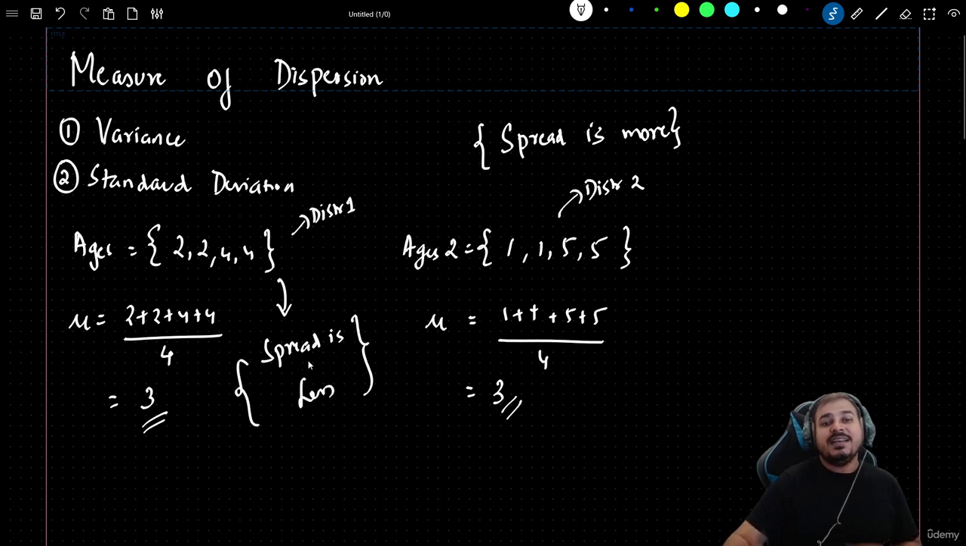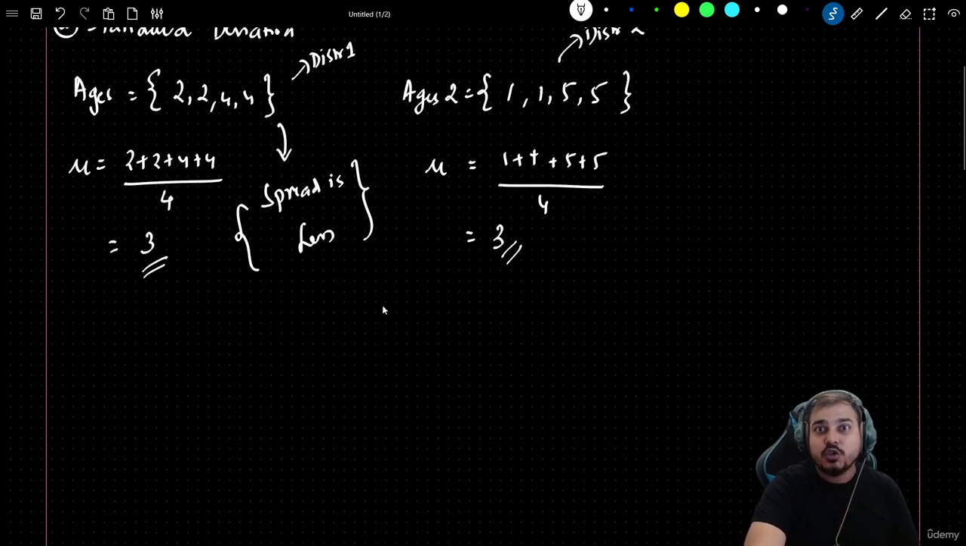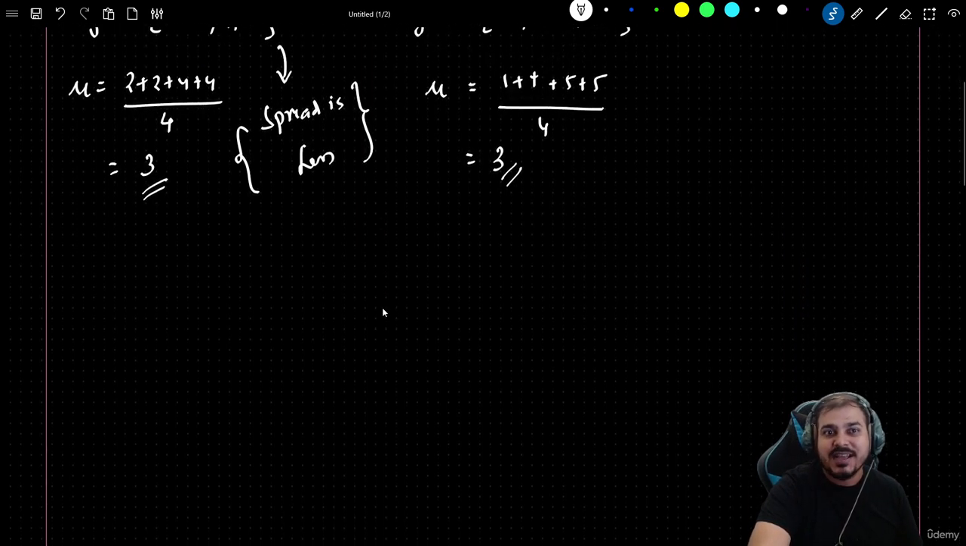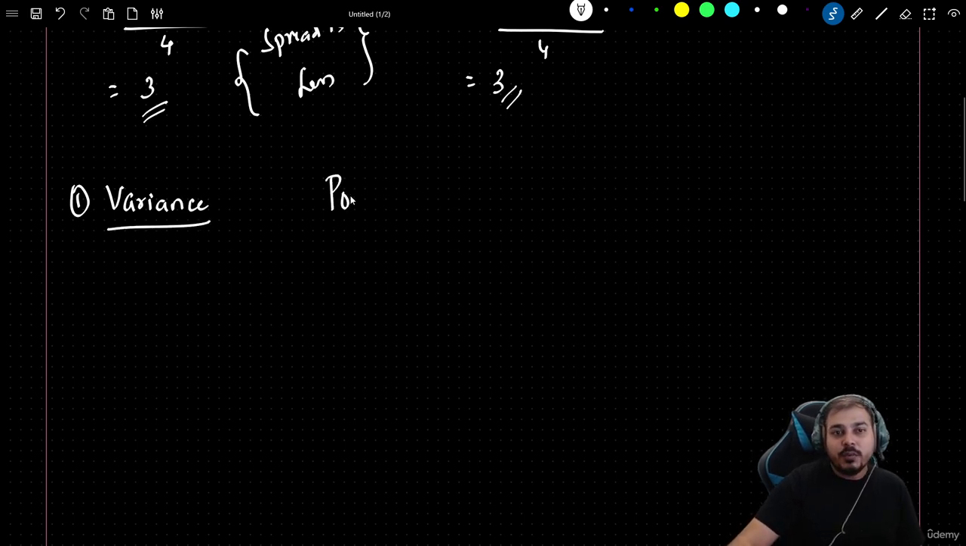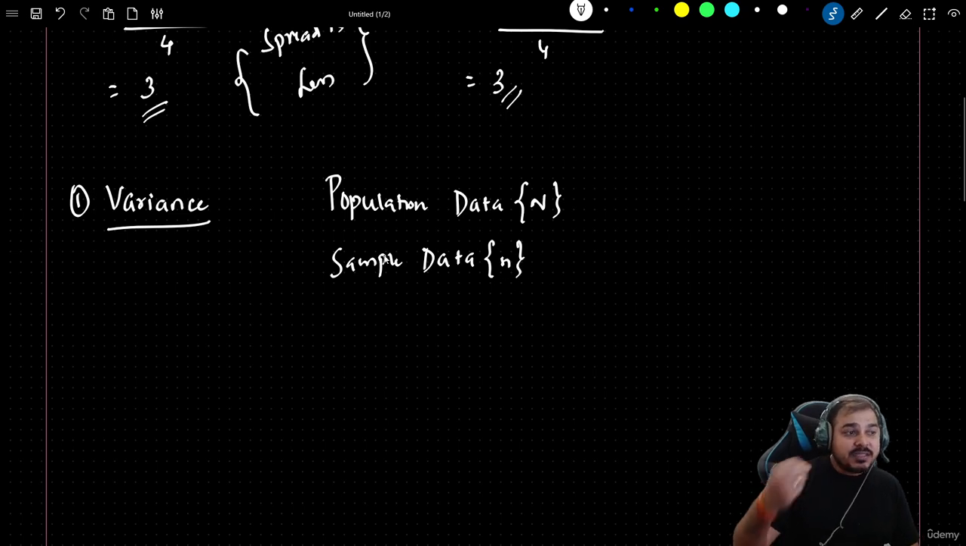So what factor can we actually use to differentiate these two distributions? That is what we are going to discuss, and that is possible by variance and standard deviation. First of all, I am going to discuss variance, and we are going to find out what exactly is the formula with respect to variance. And over here also we will be discussing this with respect to population data, that is capital N, and sample data, which is small n. We really need to understand these two topics.